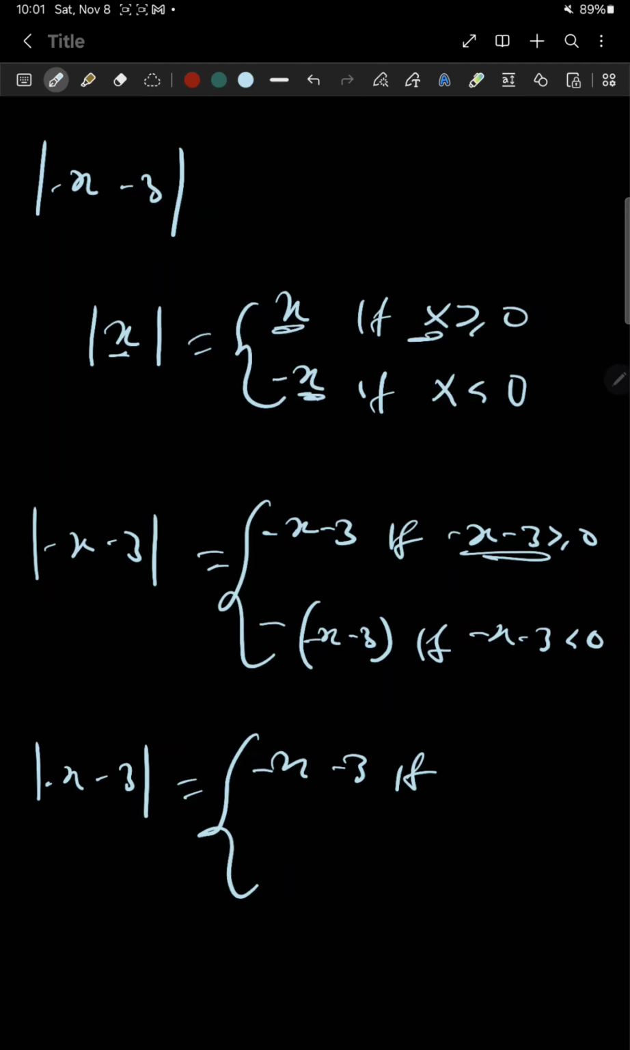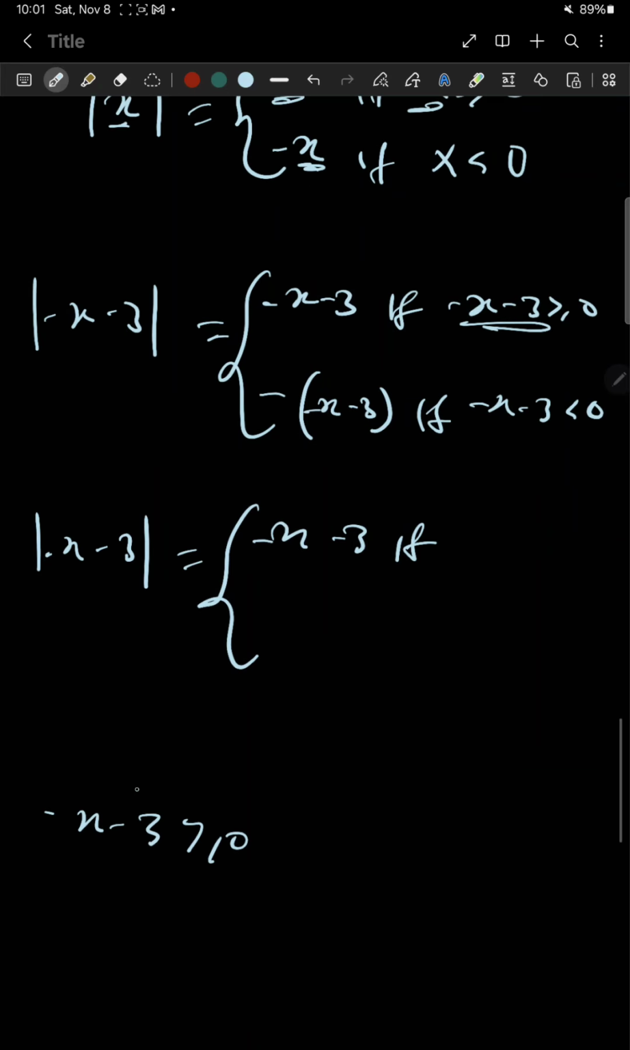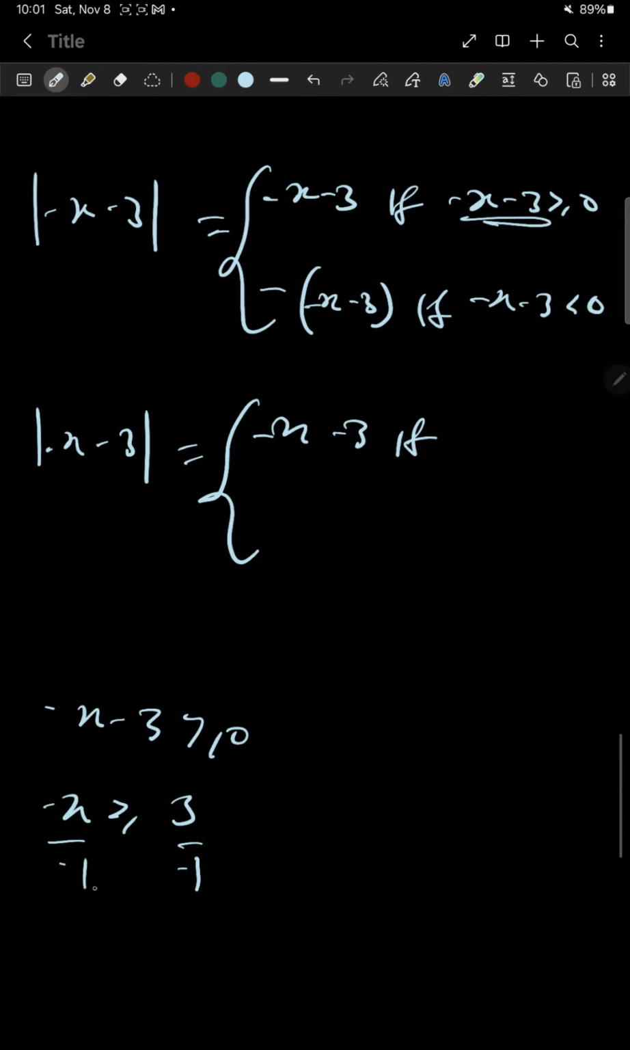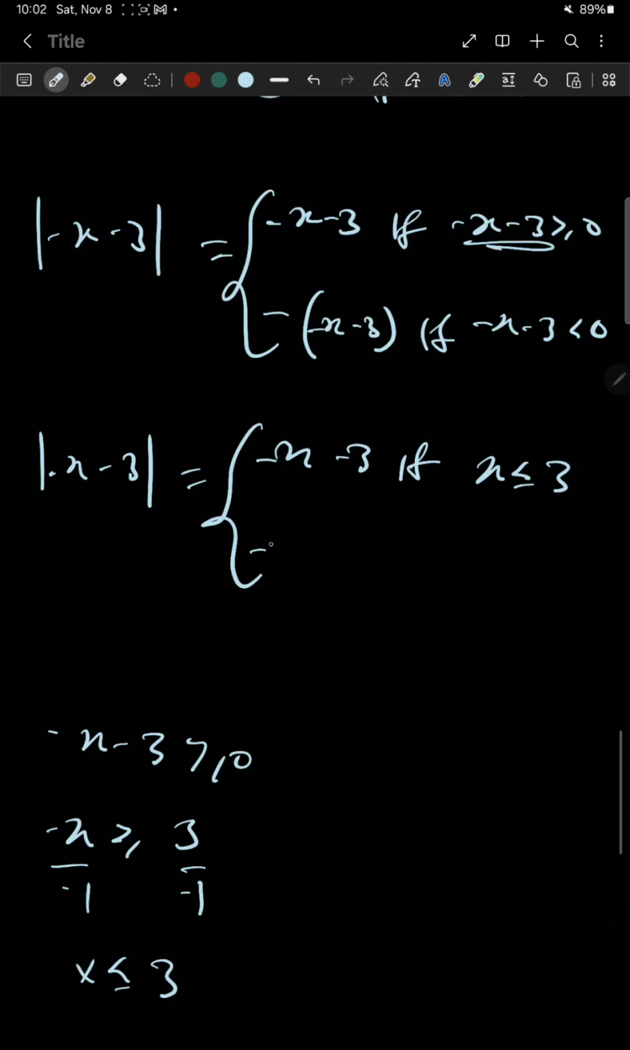If you solve this on a piece of paper, what will it be? It is negative x minus 3 greater than or equal to 0. So the negative will cross the equal sign there. It will be negative x greater than or equal to 3. Then you divide by negative 1, and the rule of inequalities is that the sign will change. So it will be x less than or equal to 3, and then this one will be negative x minus 3, positive x plus 3. If you solve for this, it will be x greater than 3. So that's how you simplify this.